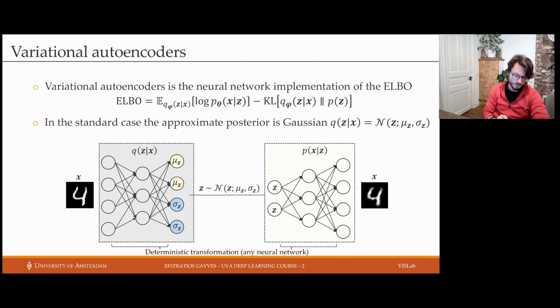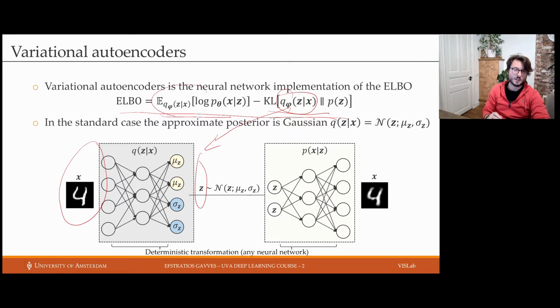So, for clarity, I'm writing here the evidence lower bound, and as we see, it comprises two terms here: the expectation term and the KL divergence term. Now, the KL divergence term contains the approximate posterior, and our approximate posterior is a neural network, specifically our encoder neural network. The encoder neural network receives as input an image and returns as output a latent code, latent variable z, which is a random variable and therefore a distribution.